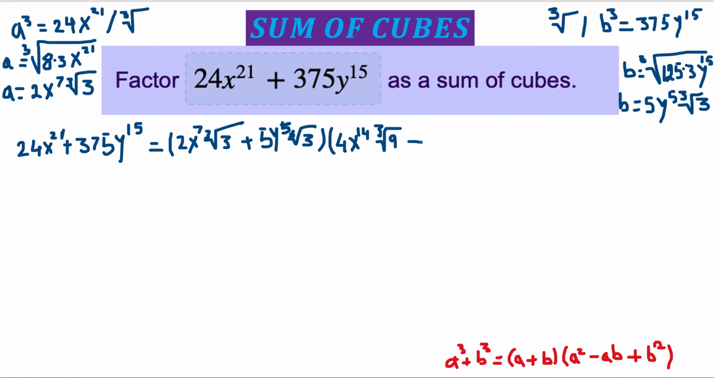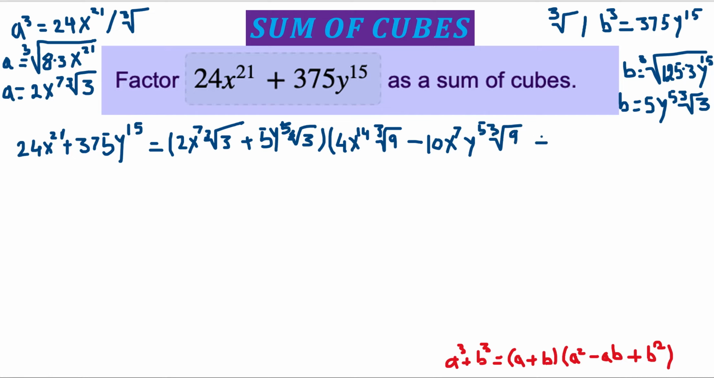And here minus ab. Minus ab I already have here. 2 times x to the 7, and times b, 5 times y to the 5. If I multiply, 2 times 5 is 10, and I'm writing the x to the 7 times y to the 5. And now what do I have else? I have cubic root of 3 times cubic root of 3 is cubic root of 9. So that's what I can write here.